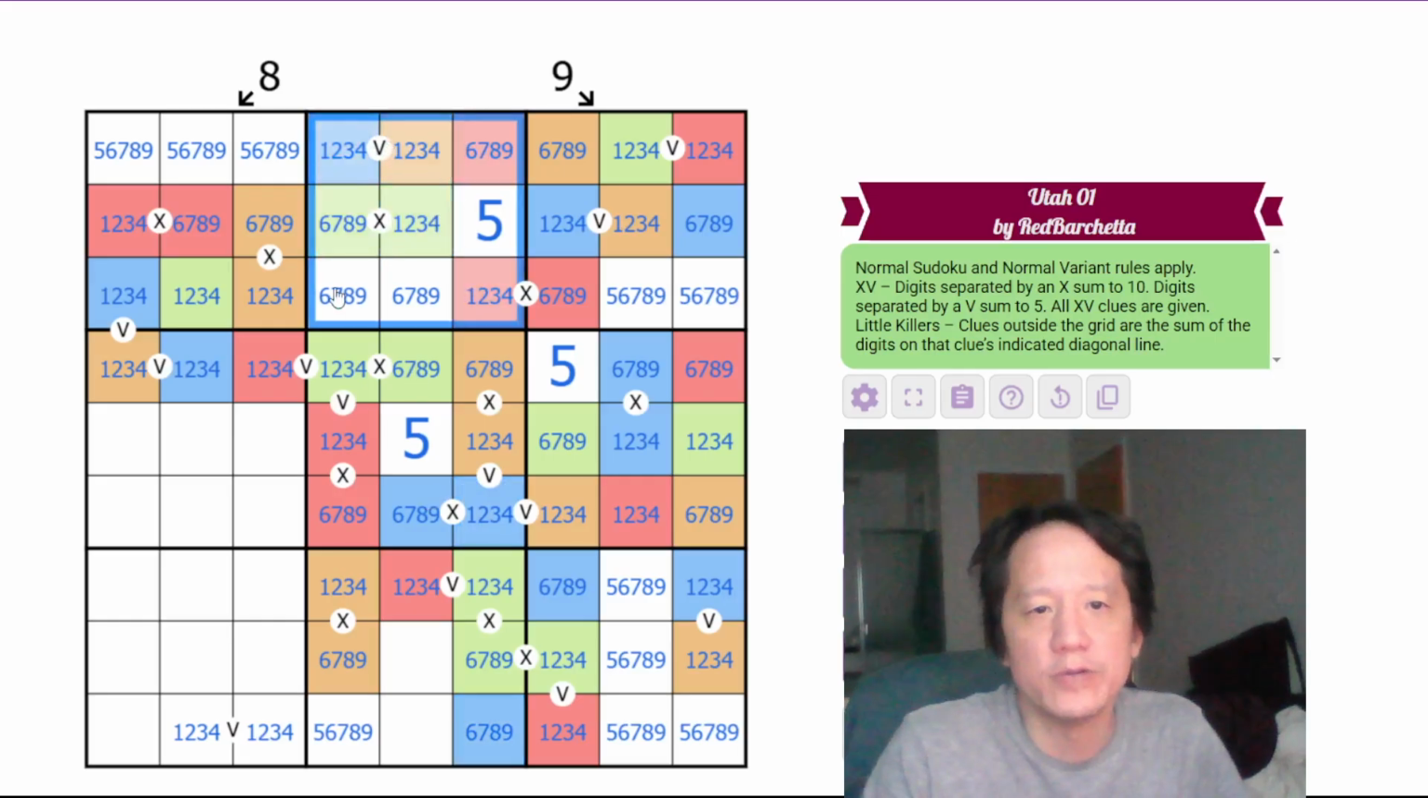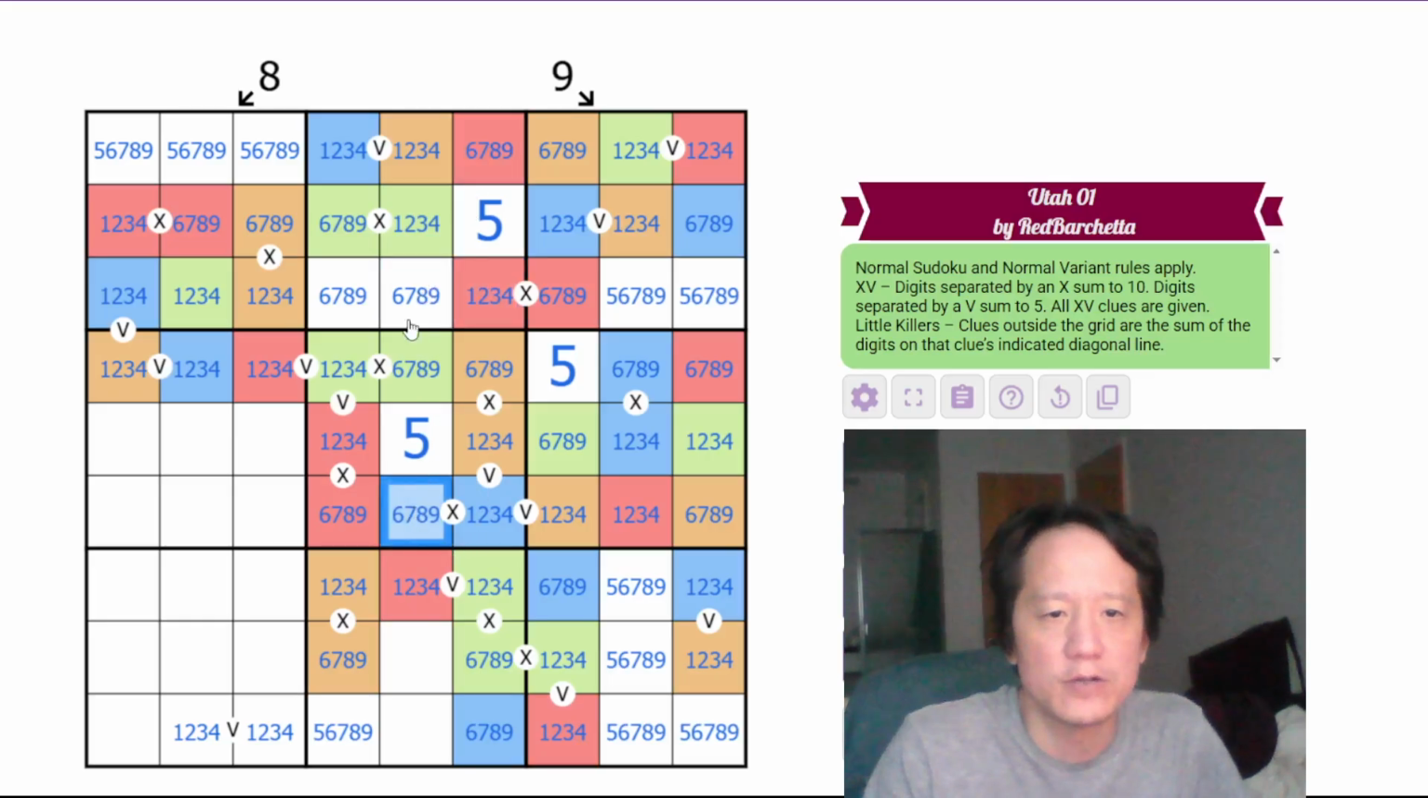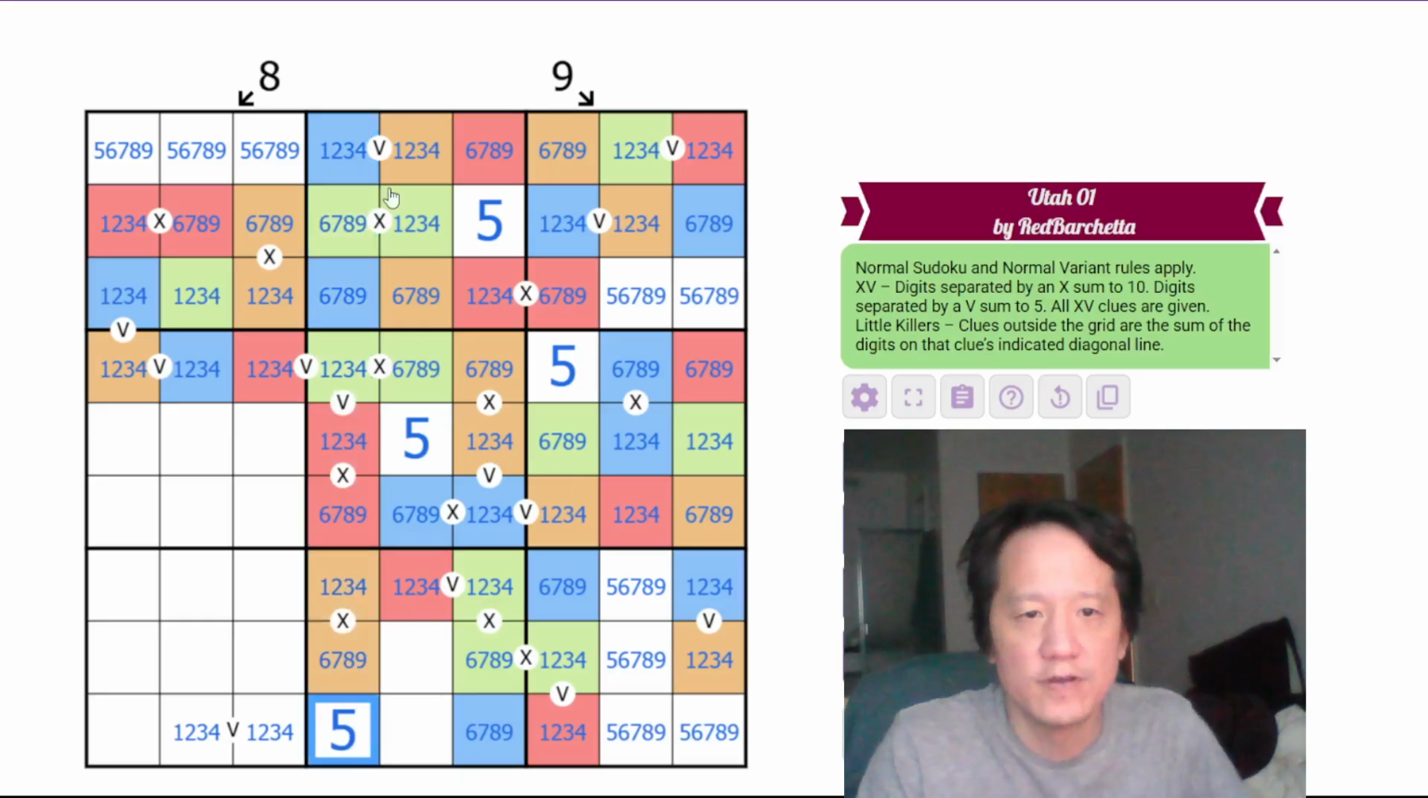Where's high blue in this upper central box? We're missing high orange and high blue. Well, high blue can't be here, so this must be high orange, which makes this high blue. And we have all the high digits here, so this must be a 5 in column 4.